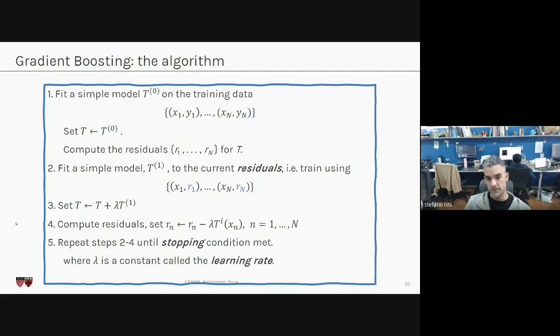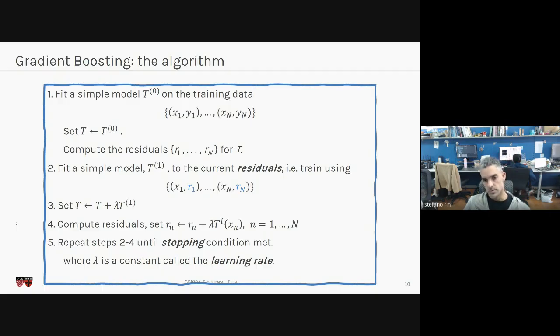What smart people figured out is that you do not try to correct the whole residual. You just use a certain lambda coefficient, as you do when you do stochastic gradient descent. And instead of correcting the full residual in one go with the first tree, you just correct a portion of this residual. And this portion is controlled by this variable lambda.